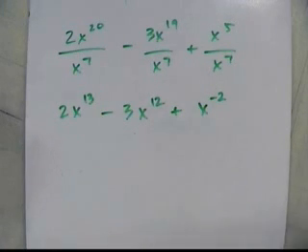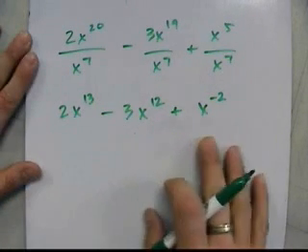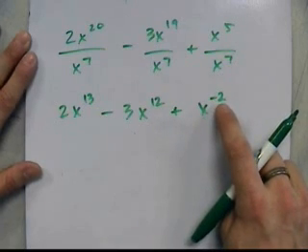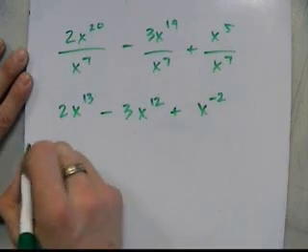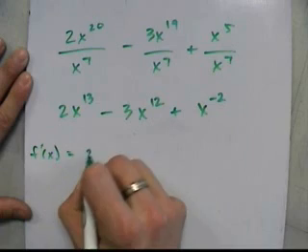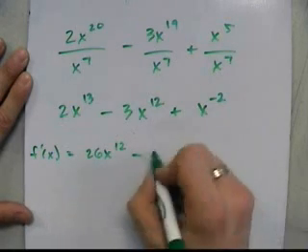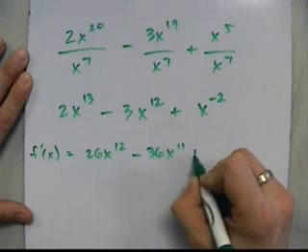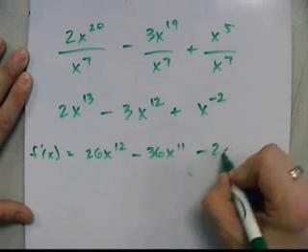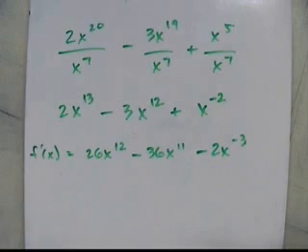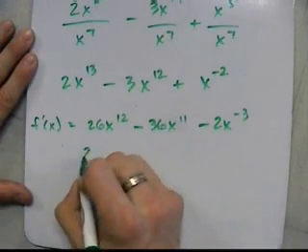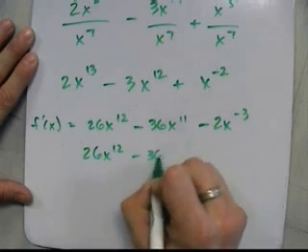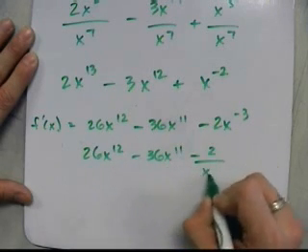Effectively I'm just dividing that x to the 7th into all three of them, getting down to what looks almost like a polynomial, just that negative exponent is the only thing that makes it not a true polynomial, but it's pretty close. Now I can just do the power rule here, so my derivative of this function is going to be 26x to the 12th, minus 36x to the 11th, and then minus 2x to the negative 3rd. Then just make this negative exponent go away by putting that in the denominator. So we get 26x to the 12th minus 36x to the 11th minus 2 over x to the 3rd.